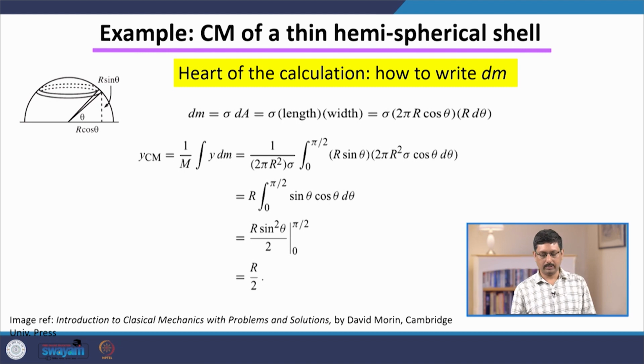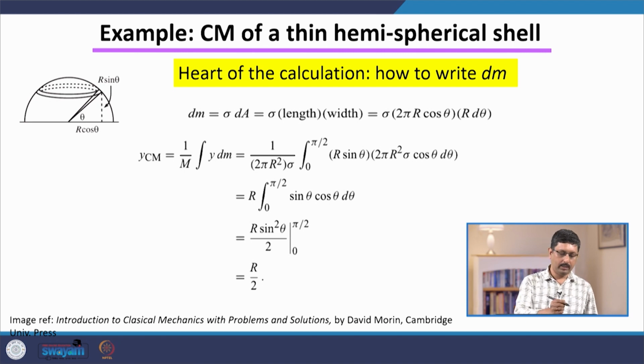So, consider a thin hemispherical shell. This is a hemisphere of radius r, and this is a shell, so the inside is empty. The mass is distributed over the surface of the shell. So, what is the center of mass location?